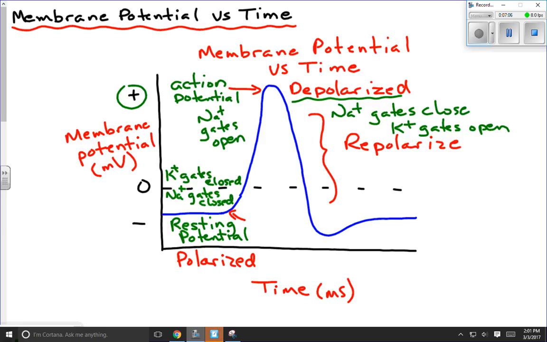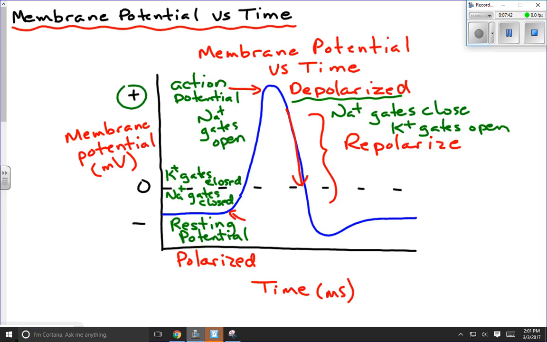It will move very much like sodium did in an opposite direction, though. It will move because of diffusion. It's a high concentration inside the cell and a low concentration out, and also the electrical charge. It will be attracted to the outside of the cell because the outside is negative and the inside is positive. So both of those factors will cause the potassium to rush out of the cell. And when potassium rushes out of the cell, we can see it here in the diagram. We can see this rapid change back to a polarized state. So the repolarization is the potassium gates opening.